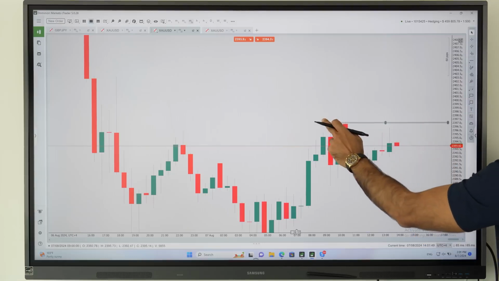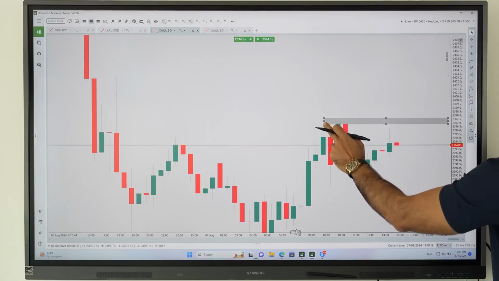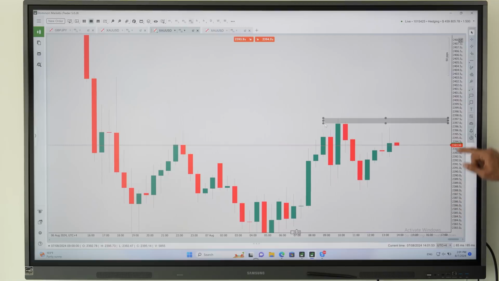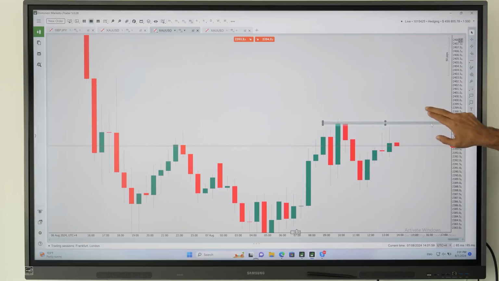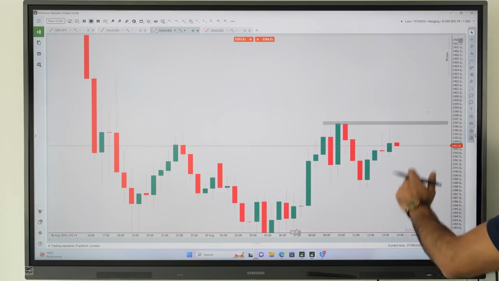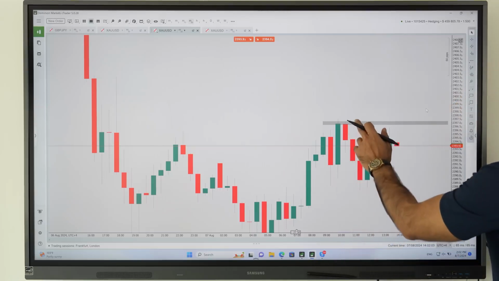Now notice I'm not going to make the zone thick like this to cover the wicks. I'm not going to do that. I'm going to make the zone right over here, so that we can see that, okay, if we can break above this area, then there's a high probability for price to continue pushing up.